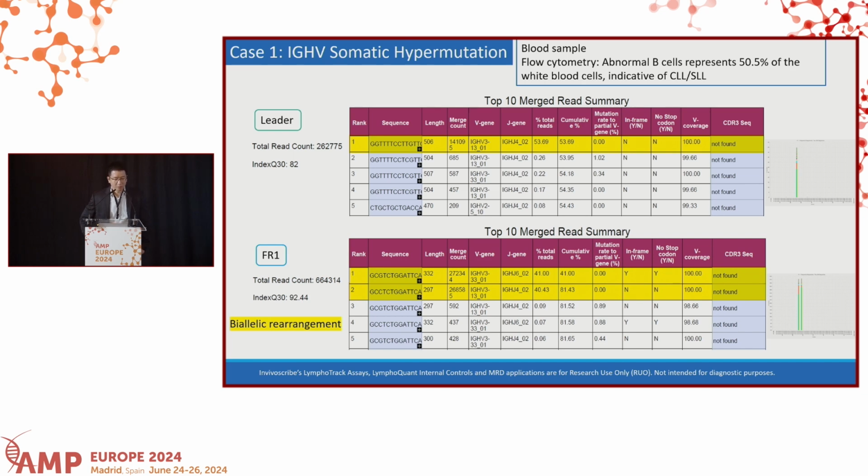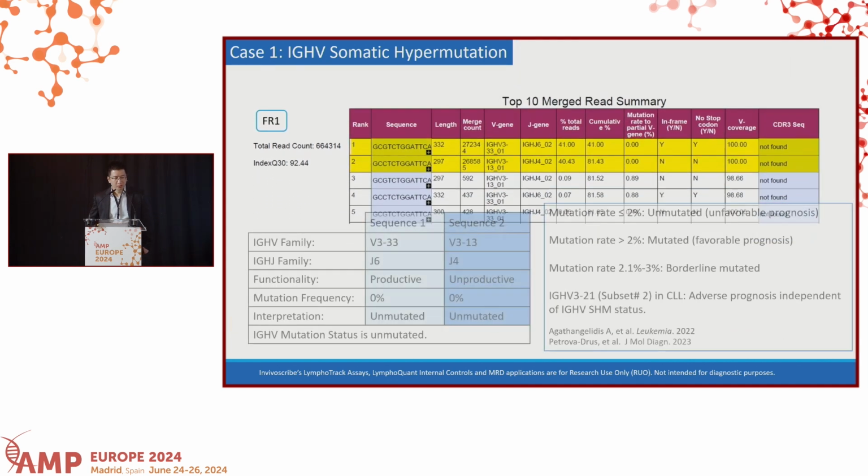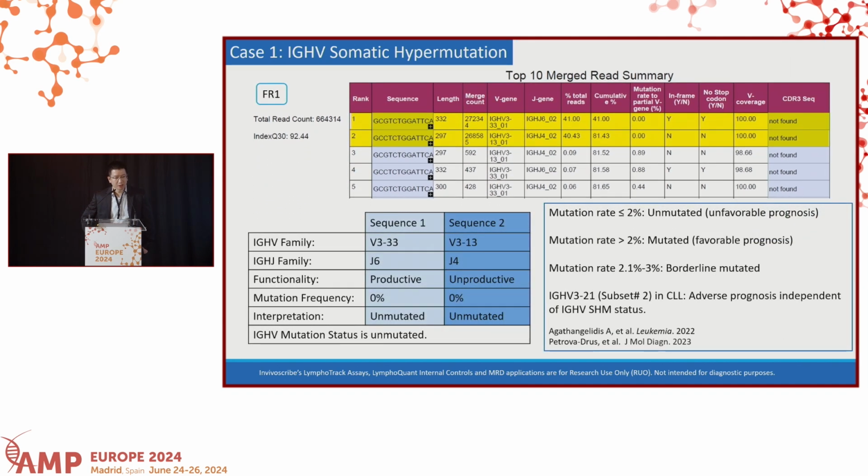When we tested for FR1, it showed a bioallelic rearrangement. It detected the same unproductive sequence that was detected by LEADER, in addition to a productive sequence. So the two clonal types by FR1 are resulted. However, the IGH3 mutation status is only determined by the productive rearrangement. Since the mutation frequency is 0%, the IGH3 mutation status is unmutated.